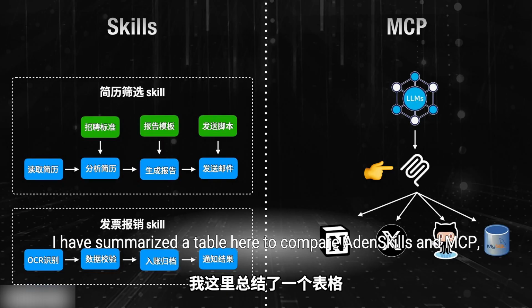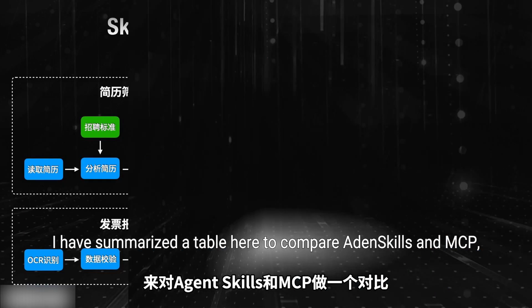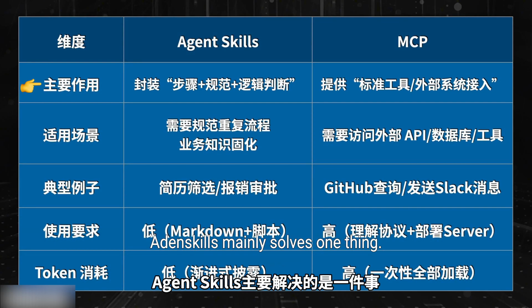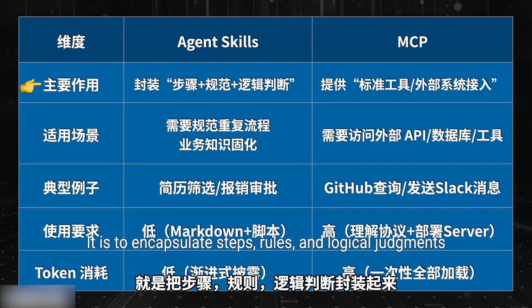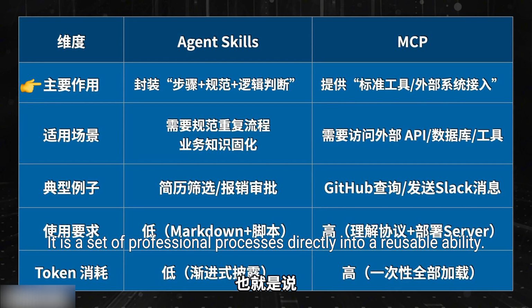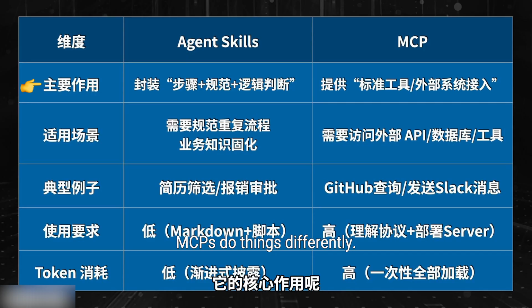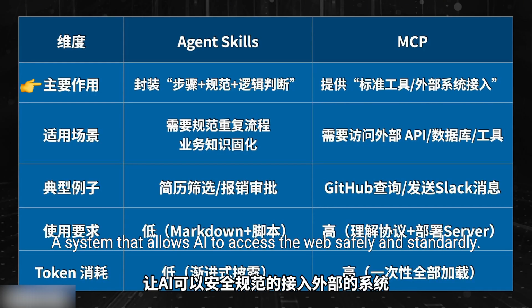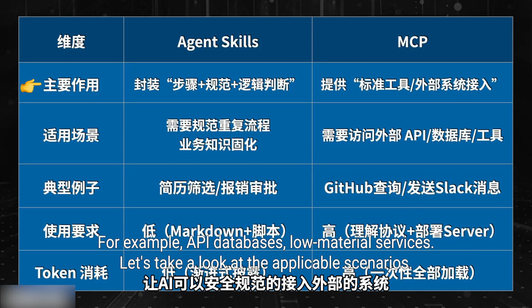I have summarized the table here to compare agent skills and MCP. Let's look at the difference in function first. Agent skills mainly solves one thing. It is to encapsulate steps, rules, and logical judgments. That is, it turns a set of professional processes directly into a reusable ability. MCP does things differently. Its core role is to provide a standardized tool interface for AI, a system that allows AI to access the outside world safely and in a standard way. For example, APIs, databases, and other services.